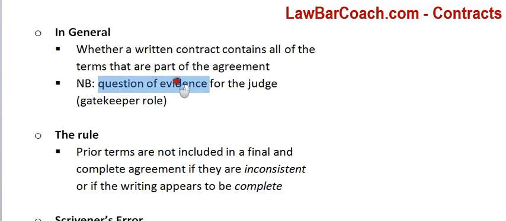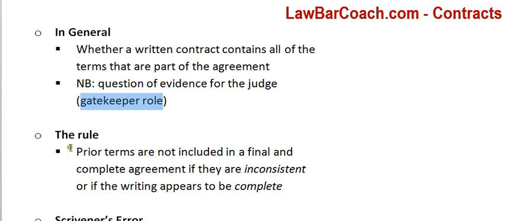As I was saying, this is a question of evidence for the judge. This is his role as a gatekeeper. This is not something that you present to the jury and ask them to decide if they think it's parol evidence. The judge decides whether or not this can be admitted at all in order to prove the meaning of a contract. The notion here is that we're actually excluding evidence from ever coming to court in the first place.